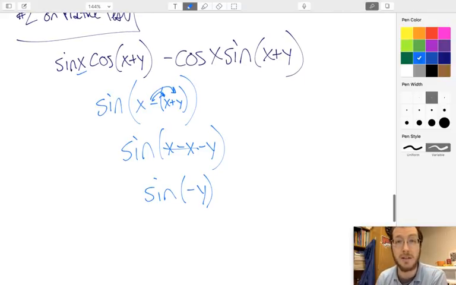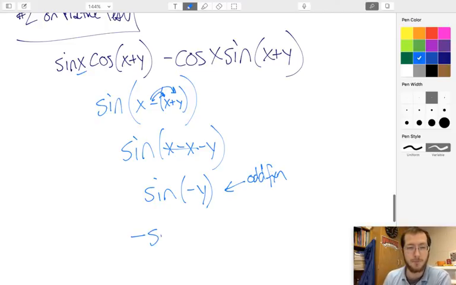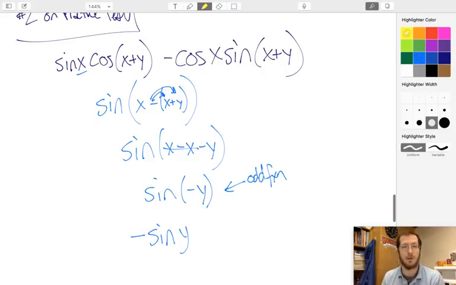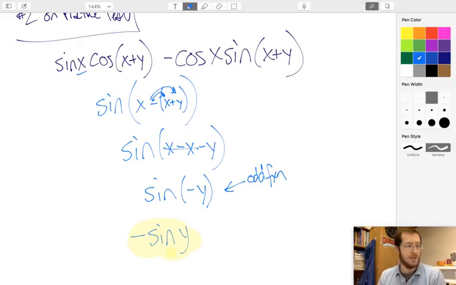We don't want to leave a negative angle in there. Sine is an odd function. So the sine of the opposite of an angle is the same thing as the opposite of the sine of that angle. And we're done. We can leave it like that. So much easier than the way it's done on the practice test.